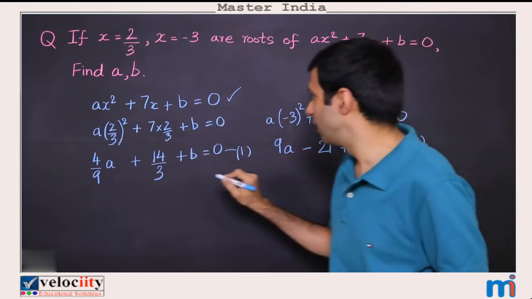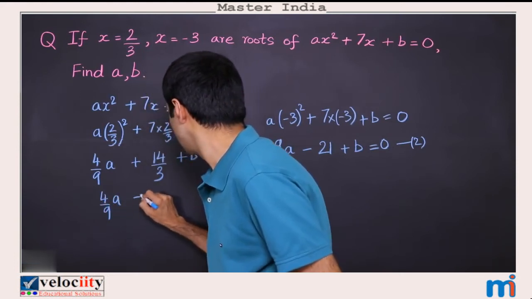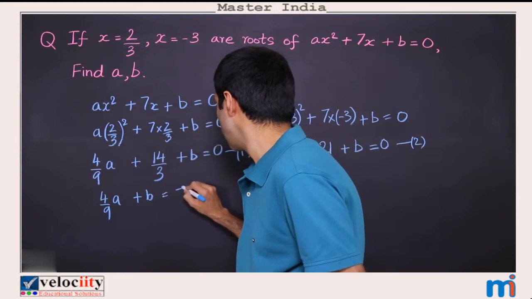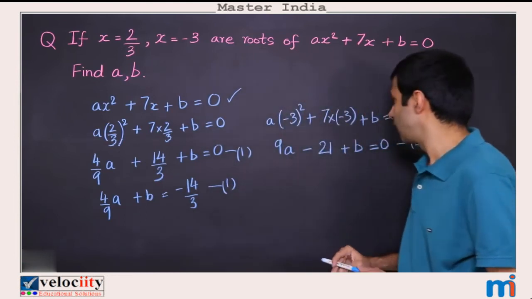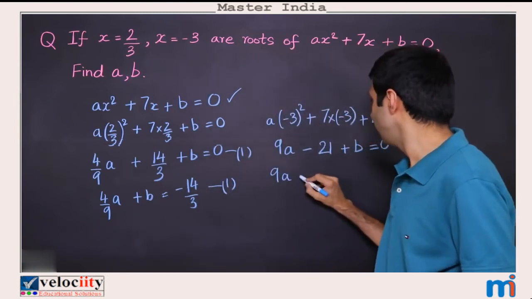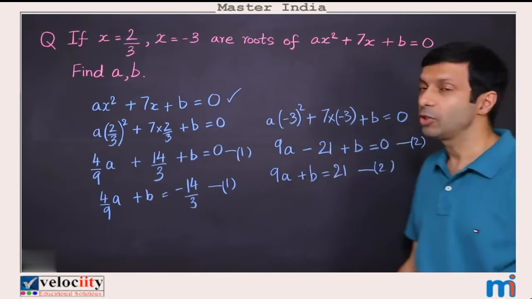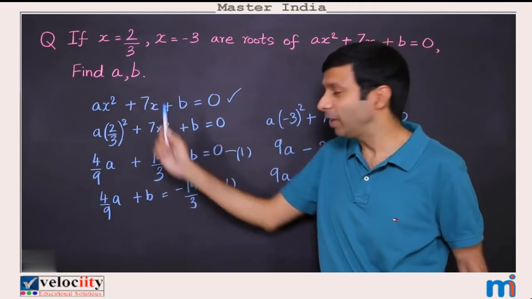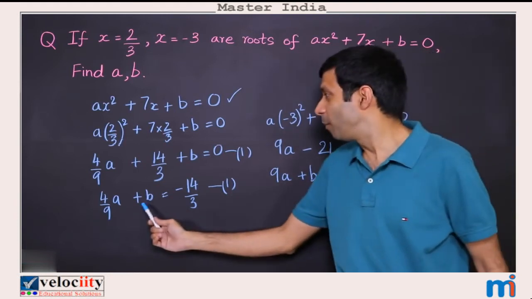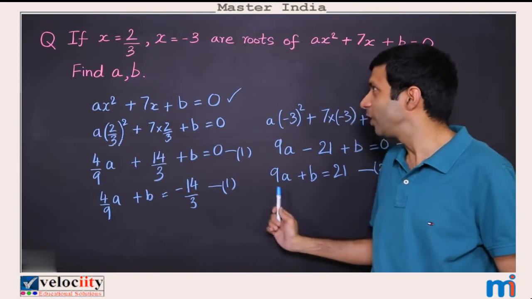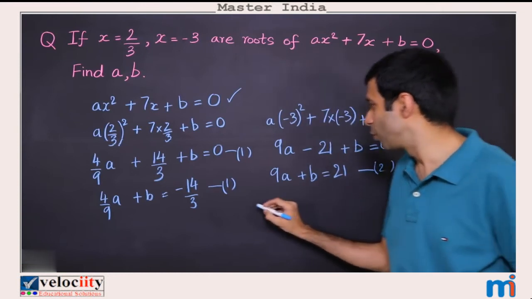Okay, and we can rearrange and write this equation as 4 by 9a plus b equals minus 14 by 3. So that was our first equation rearranged. And similarly here we have 9a plus b equals 21. Okay, so now it's pretty simple because we need to find a and b, and as you can see we have two equations. So we have a pair of linear equations, two linear equations in two variables. So you can simply solve that, and if you go ahead and solve it, you're going to get the values.